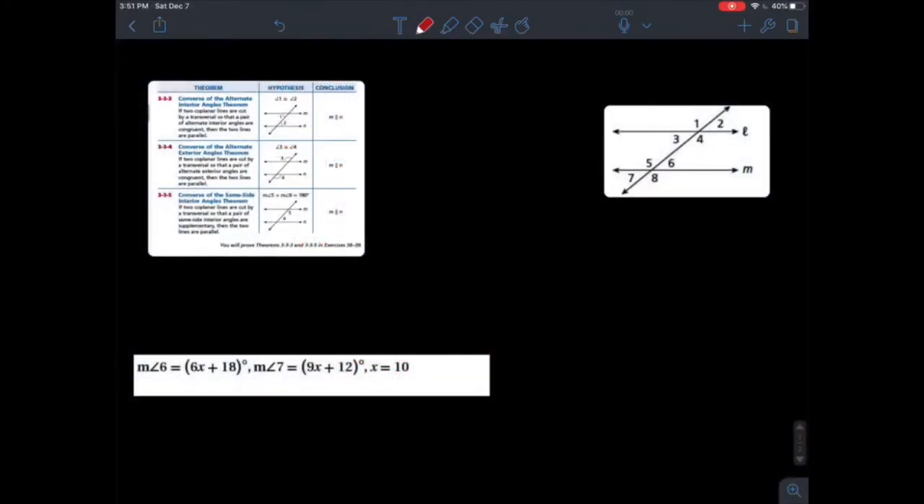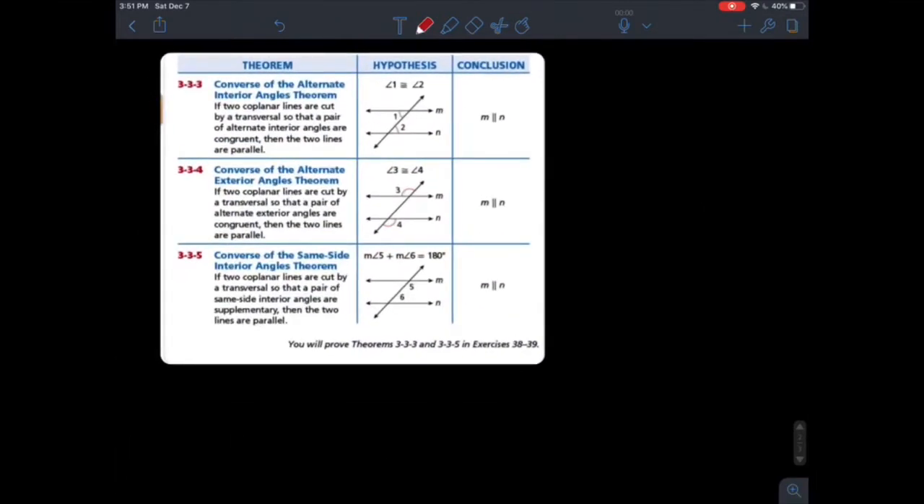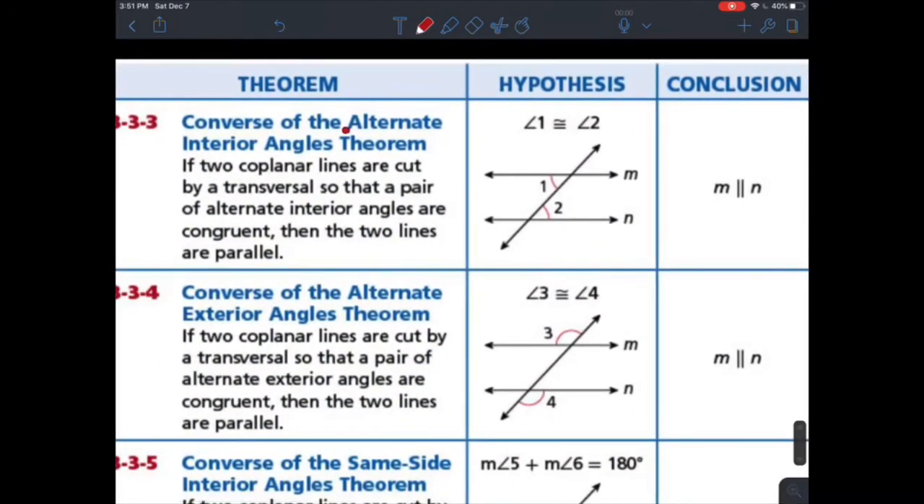Okay, so in this part, we're going to be using 3 theorems: converse of alternate interior angles theorem, converse of alternate exterior angles theorem, and converse of same side interior angles theorem. So, converse of alternate interior angles. It has the words alternate and interior. Alternate means different, like different sides, and interior means on the inside, so on the inside of these two lines.